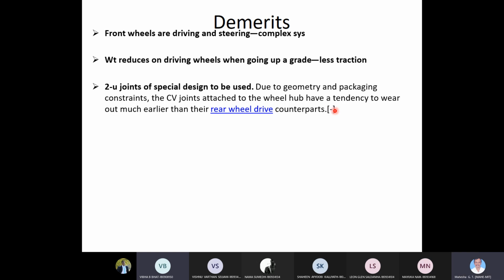Holistically, we have discussed the two systems, front engine and front wheel drive, their advantages, disadvantages, and essential features till now.